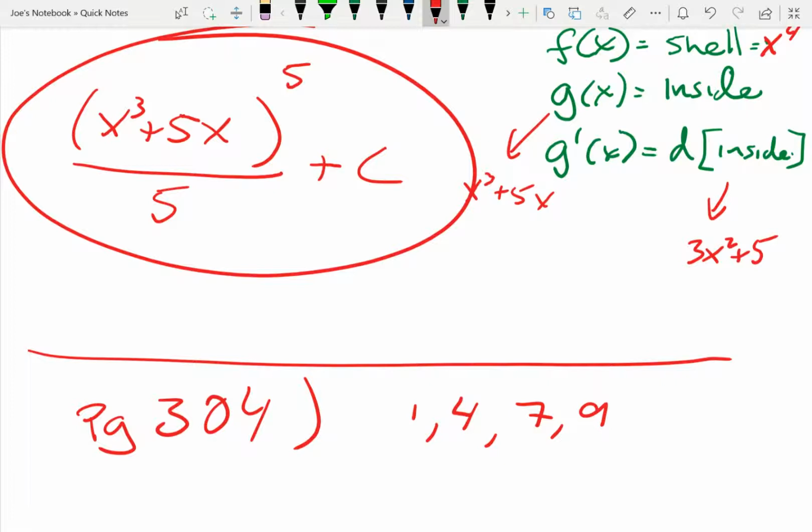Yep. Find the pattern. Yes, exactly. That's the actual thing. Okay, all right. We good? All right.